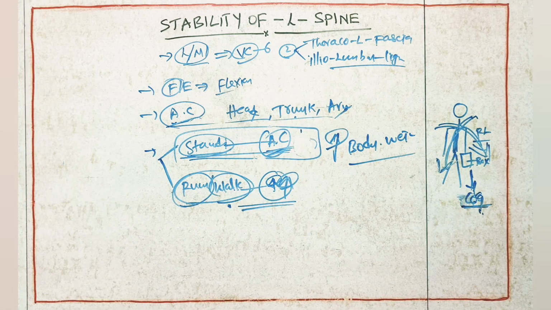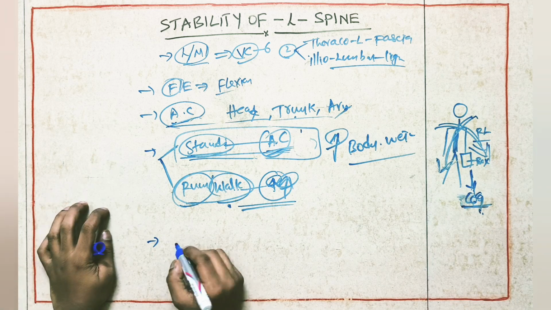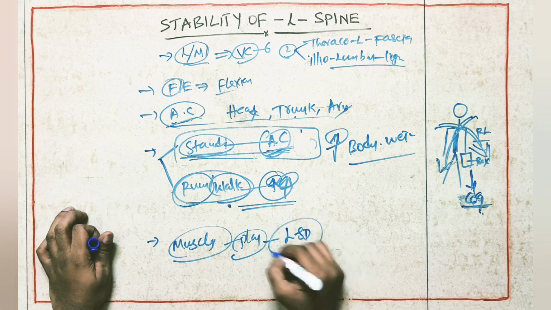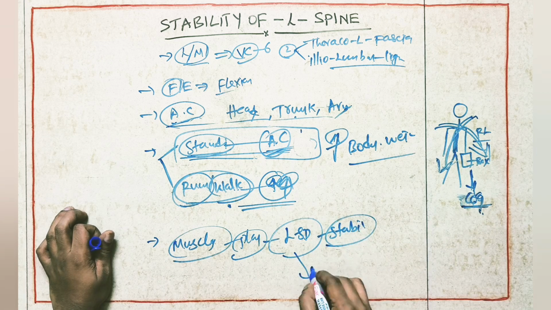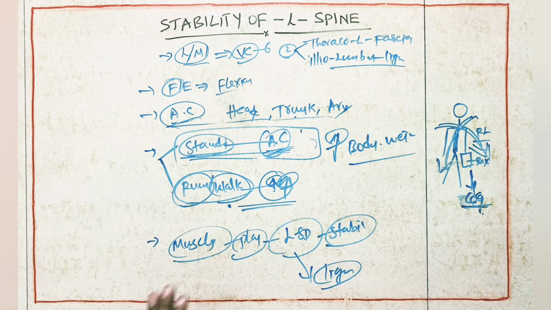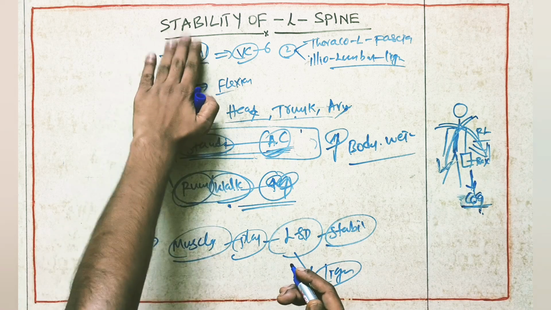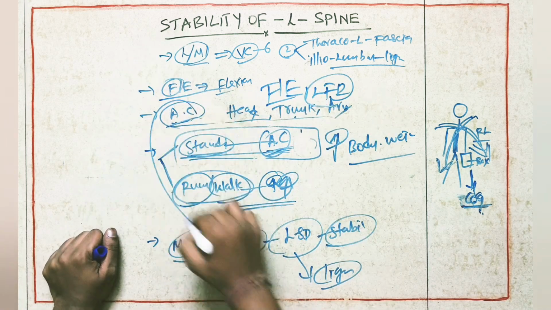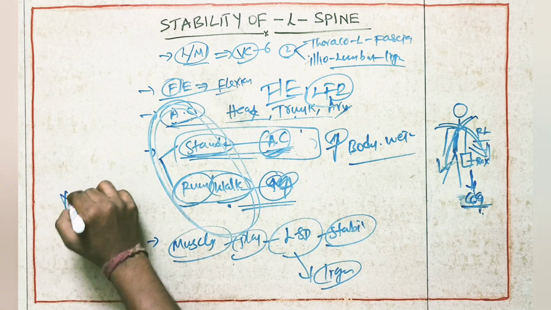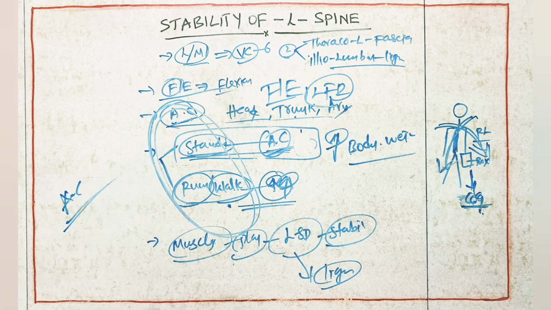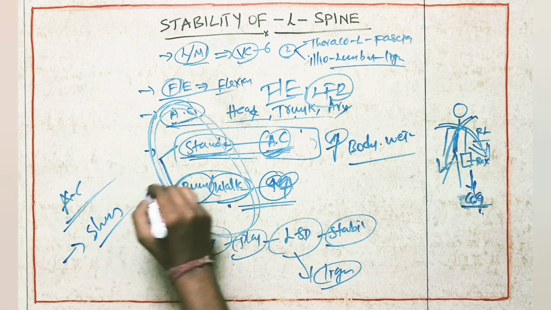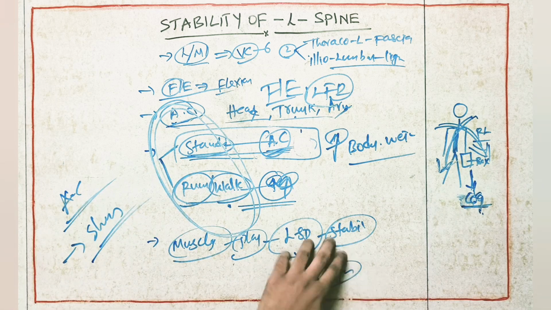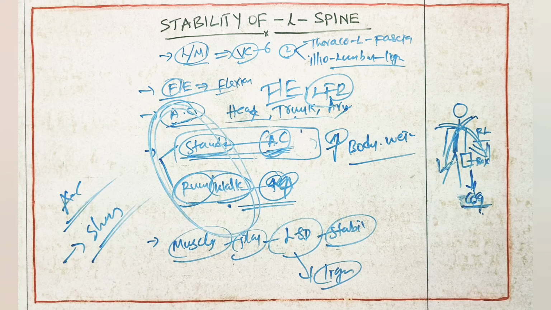Okay, and here the last point, stability of the lumbar spine. Muscles are going to play a key role in maintaining the stability of the lumbar spine. And here again we have to discuss the ligaments. So the ligaments and muscles together are going to provide stability for the lumbar spine while doing the movements: flexion, extension, lateral flexion and rotation. And at the same time, when forces like axial compression or shear forces are acting on the spine, muscles and ligaments will work together and provide stability to the lumbar spine. Clear?